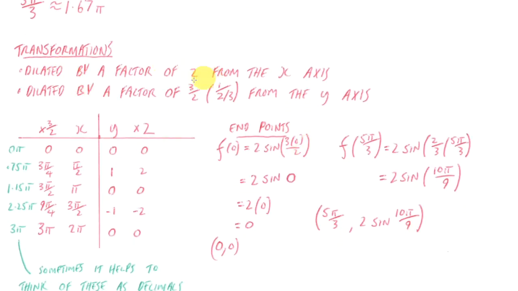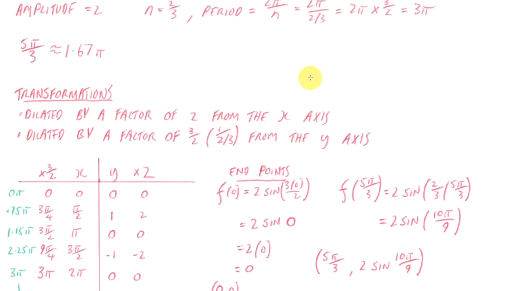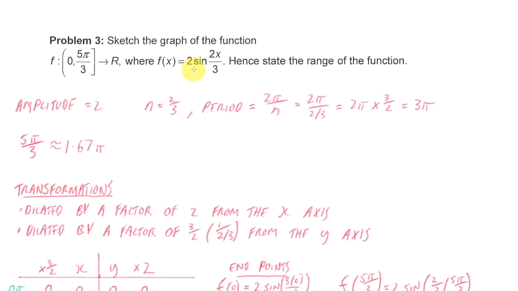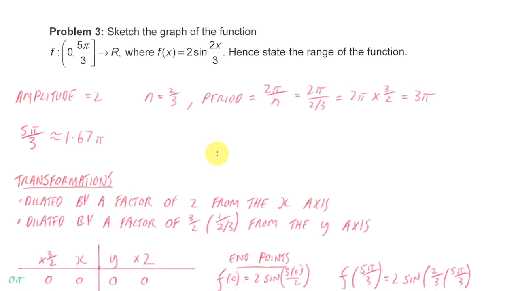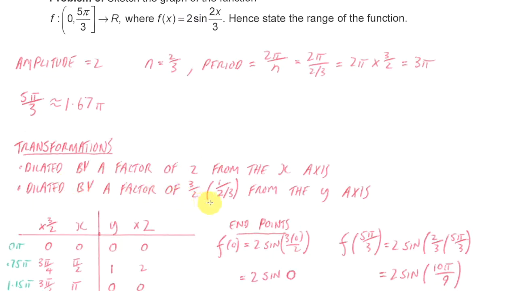So just sometimes listing the transformations is useful, particularly the dilation factors. So dilated by a factor of 2 from the x-axis. So just going back over here, every y value has been multiplied by 2. We are also dilated by a factor of 3 on 2 from the y-axis. So every x value has been multiplied by 3 on 2. That's 1 over 2/3, so that just becomes 3 on 2.